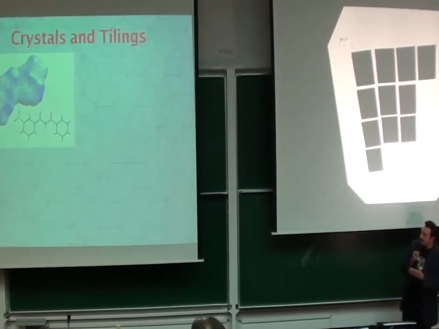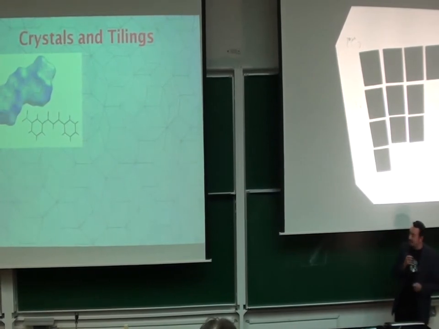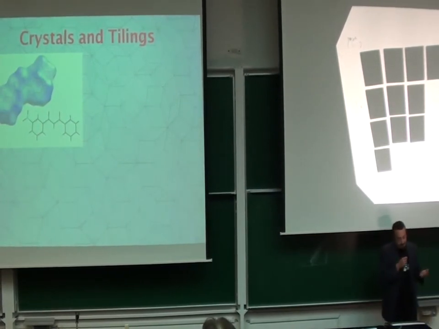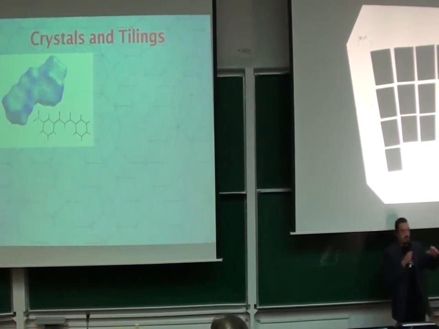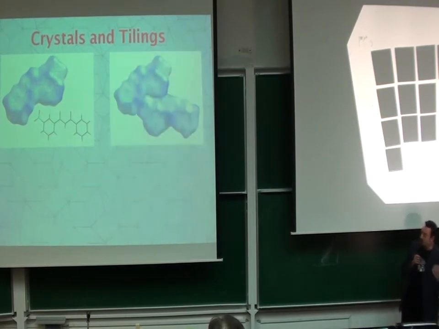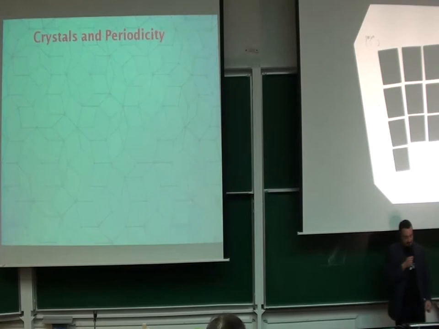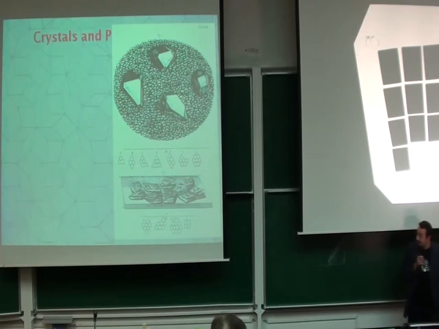So anyway, crystals are comprised of atoms, of molecules, of whatever. And these atoms, molecules, they take up some space. And then we can say that actually the crystal is tiled by molecules, the space is tiled by molecules, and that is what makes crystals. We were talking about periodicity. Well, that is something that is also connected with crystals.